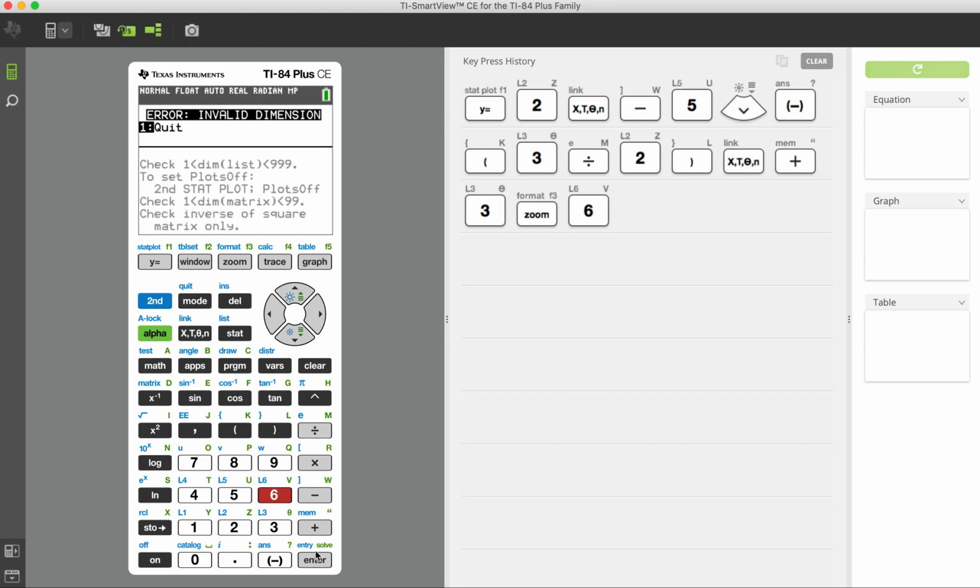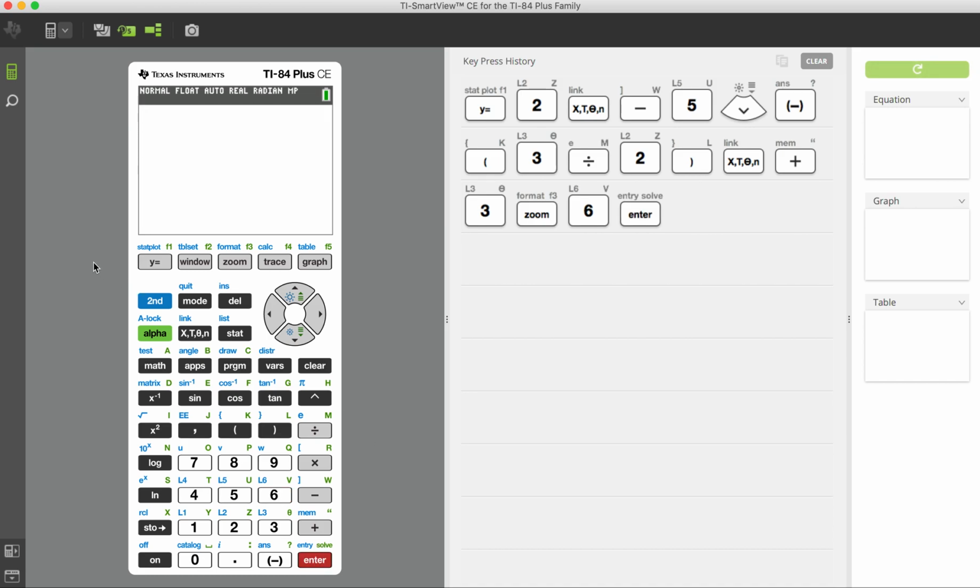And sometimes this will happen. Mine did come up with an error. Invalid dimension means that something has gone wrong with our stat plot. So I'm actually glad that that came up. One way to fix that type of error is go back to your y equals editor and see if any of your plots are on. And one of mine is on.